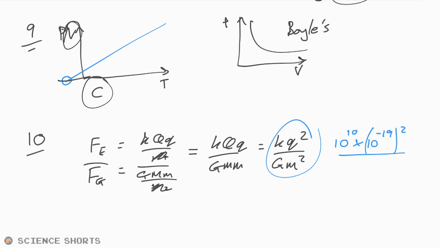G is, well, I'm going to say 10 to the minus 10. And then times that by 2 protons, so we're talking about 1.6 times 10 to the minus 27, so I'm going to say minus 27 squared. Let's just tot all of these up, shall we? So that ends up being 10 to the 10 times 10 to the minus 38, and then 10 to the minus 10 times 10 to the minus 27 squared, so that's going to be 54.